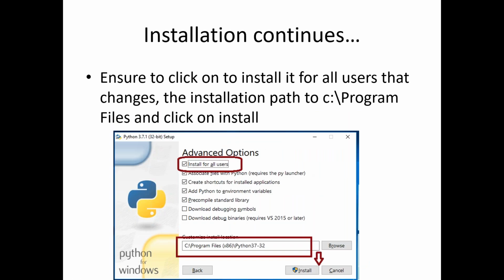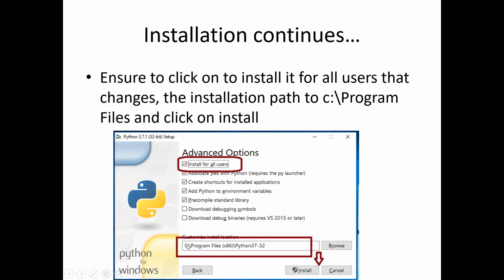Here, when you say install it for all users, this automatically takes this path. C Program Files, by default it takes. Otherwise, it is going to use the location whatever you are giving.